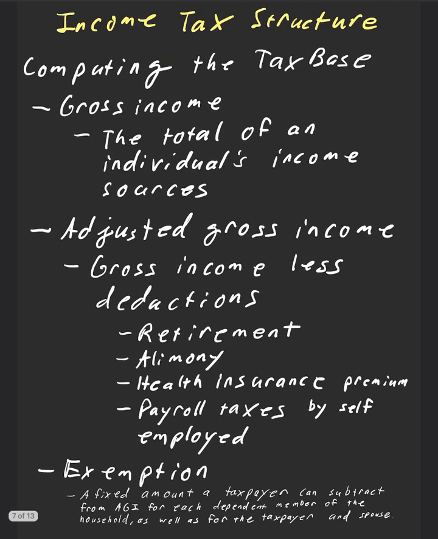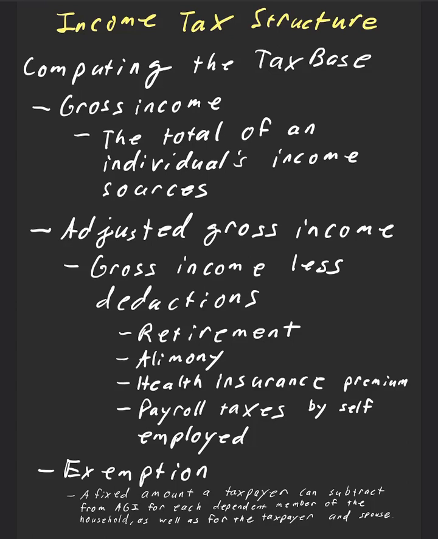Okay, let's take a look at the income tax structure. First thing you have to do with an income tax structure is calculate the tax base, right? So this is done by taking your gross income, the total of an individual's income sources, and then adjusting that. So your adjusted gross income is your gross income less deductions. So examples of things that would give you deductions: retirement, alimony, health insurance premiums, payroll taxes if you're self-employed, etc. So that reduces the amount that you're going to pay taxes on.